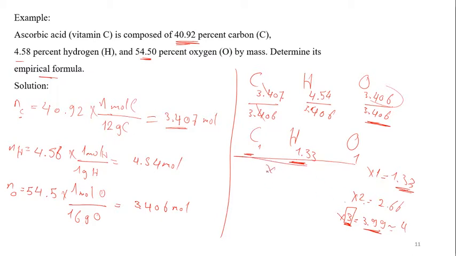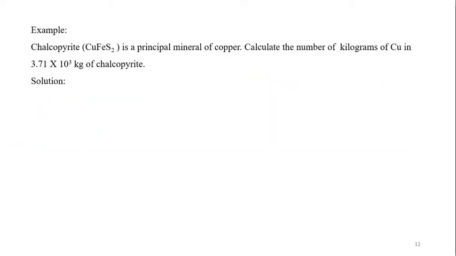So I multiply all of them by 3. If I multiply C by 3, it will be C3. And the H from here is approximately equal to 4. And if I multiply the oxygen by 3, oxygen is equal to 3. So this is the empirical formula of ascorbic acid. Now let's look at another example.